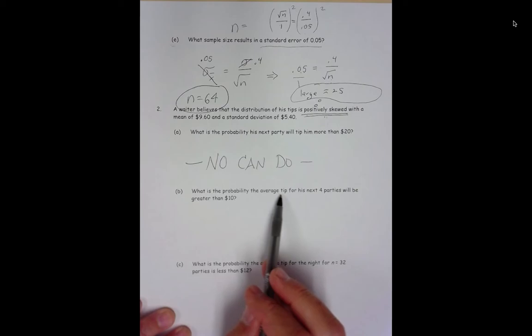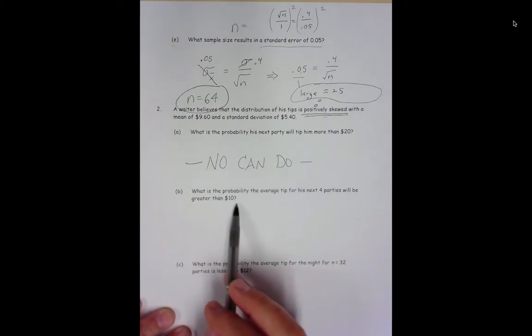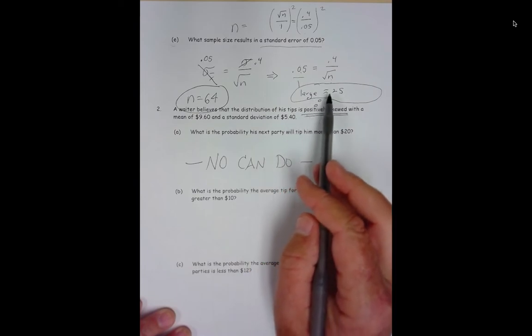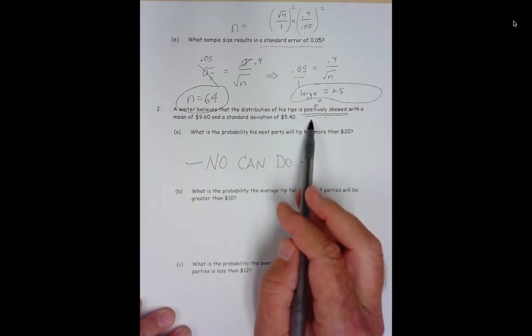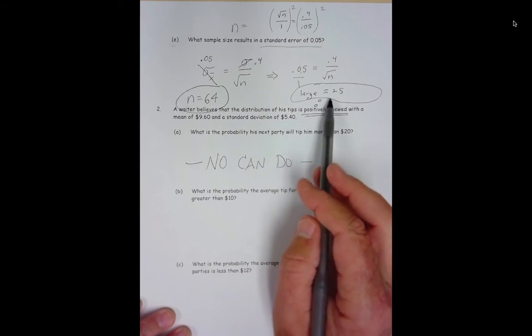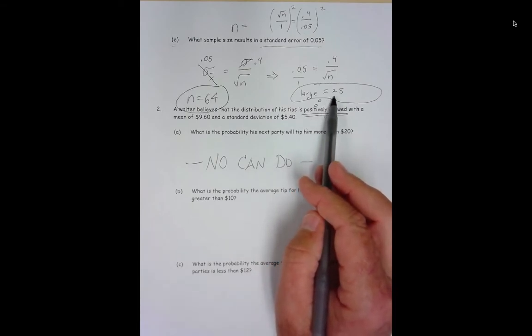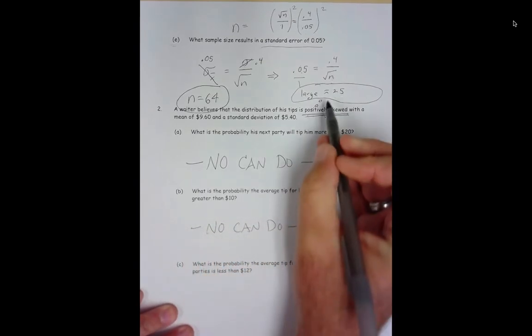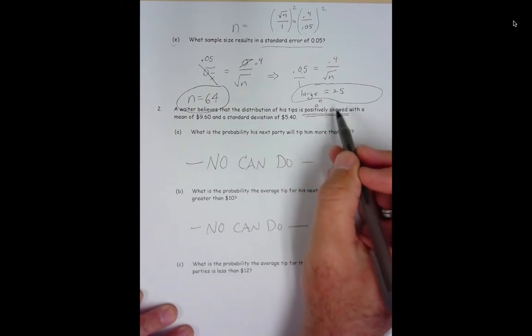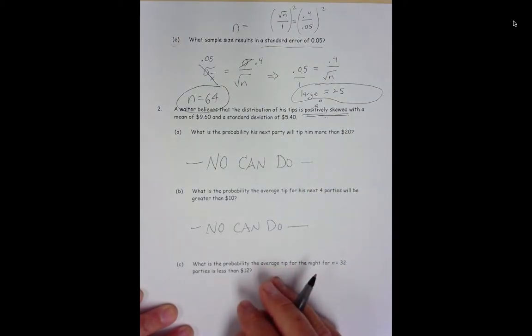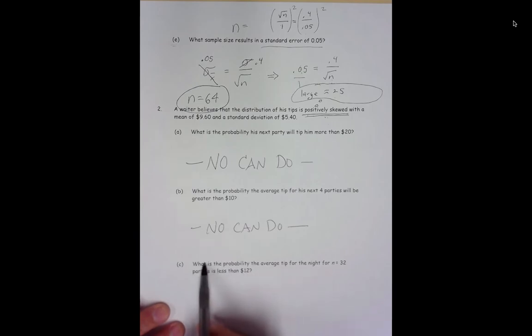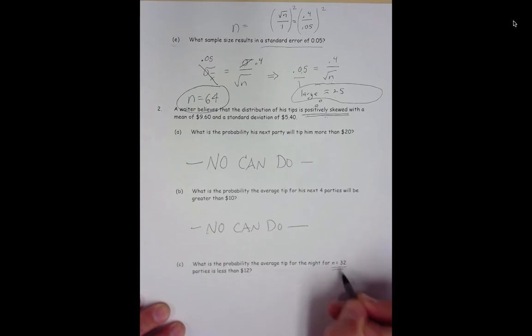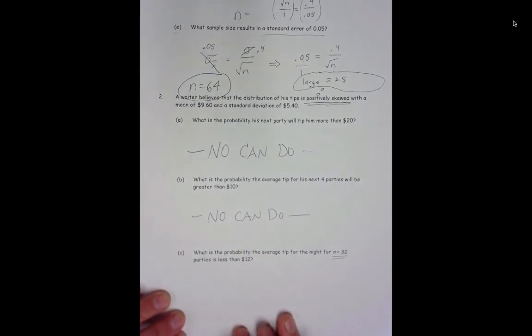What is the probability the average tip for his next 4 parties will be greater than 10? Well, you need a sample size large to turn this positively skewed distribution into a normal distribution. Not big enough yet. You got to get this sample size up to around 25 or 30 before this positively skewed distribution will become normally distributed. What's the probability of the average tip for the night for 32 parties? Okay, now you're getting into a sample size where the central limit theorem kicks in.